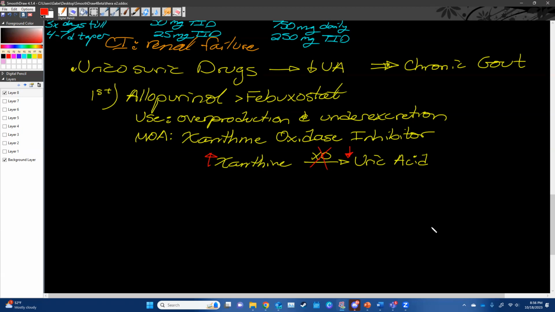Why is that beneficial? So obviously we're going to have less uric acid, but wouldn't it be just as terrible to have more xanthine? The reason is that xanthine is more water soluble. So unlike uric acid, which is likely to crystallize, xanthine does not, which is why we can use it so well.